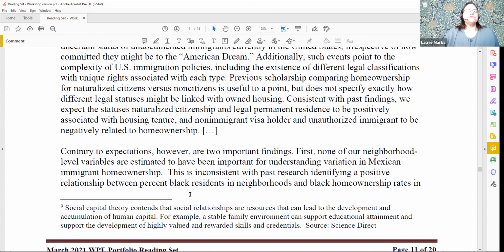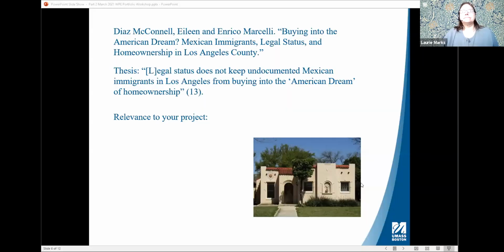So those three ideas, just a second, I'm going to stop showing this screen and switch back to my PowerPoint screen. So these approaches to an analysis that have been given to you by Diaz, McConnell, and Marcelli are approaches that you might want to apply, or frameworks you might want to apply to your own project.